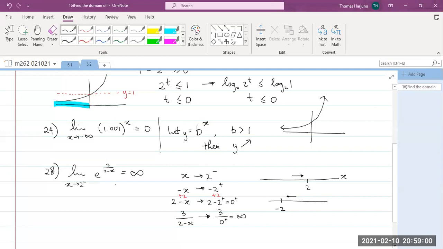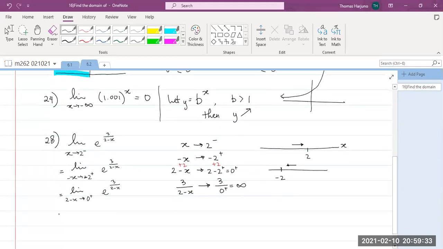Okay. Imagine it this way. Instead of answering it that directly, I will play with the limit. So this is the limit as negative x approaches negative 2 from the right-hand side. That equals the limit as 2 minus x approaches 0 from the positive side of e to the 3 over 2 minus x. I will use a dummy variable: limit as y goes to 0 positive of e to the 3 over y.